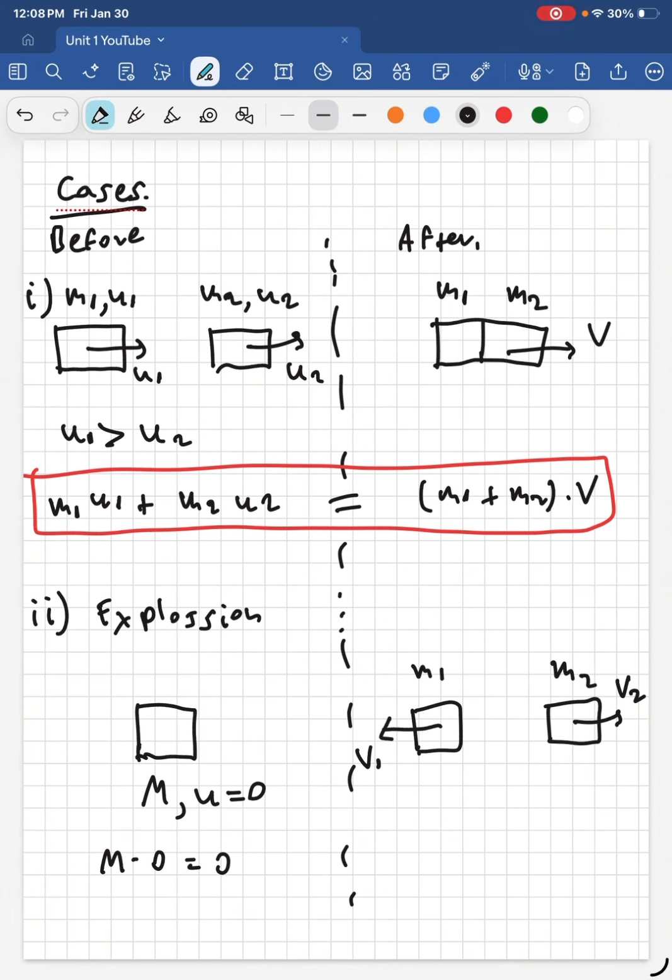So now the momentum before has to be equal to the momentum after. So the momentum after is what? It's minus m1 v1. Why do we use the minus sign? Because m1 moves to the left, and remember that momentum is a vector quantity. And then plus m2 v2. And also, in this case, m is m1 plus m2. So this is the second common case.